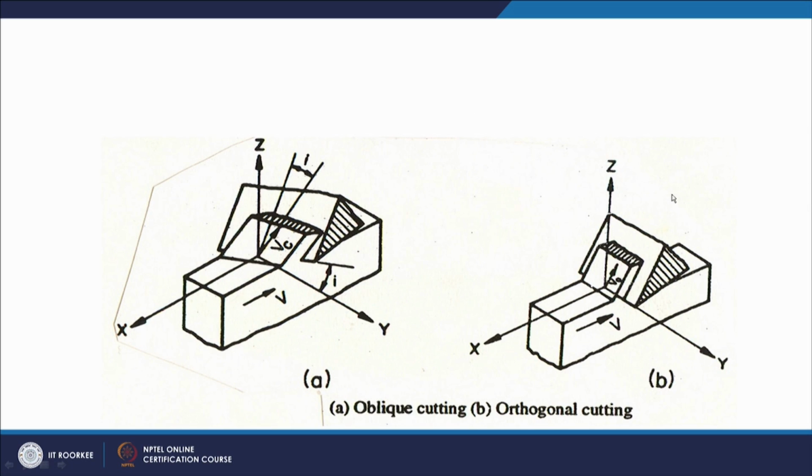While in orthogonal cutting, the cutting velocity direction is this, and the cutting edge is perpendicular to the direction of the cutting. So, this is an example of orthogonal cutting.